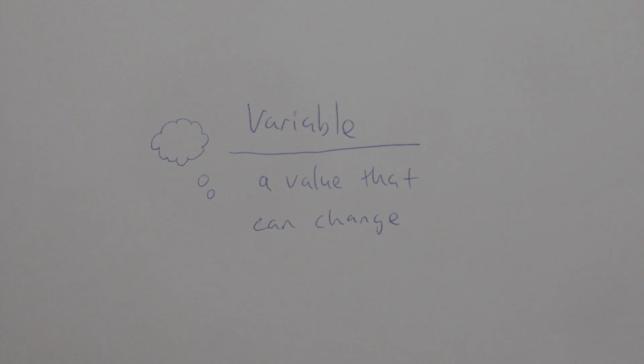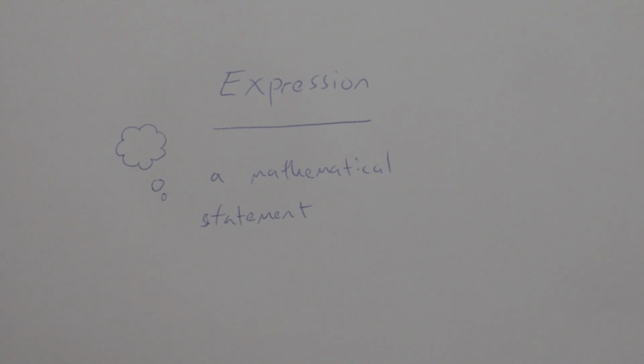All right, guys, we're back. Now we're talking about combining like terms. Let's first talk about a variable. When you think of a variable, simply think of a value that can change. So when you see the word expression, a mathematical expression, it's just a statement, but it'll usually involve variables and numbers. So we're going to look at a mathematical expression next.